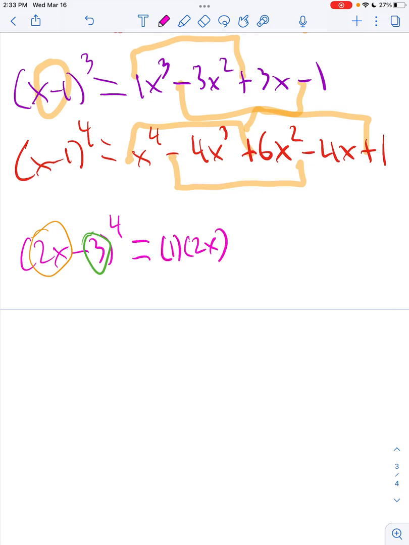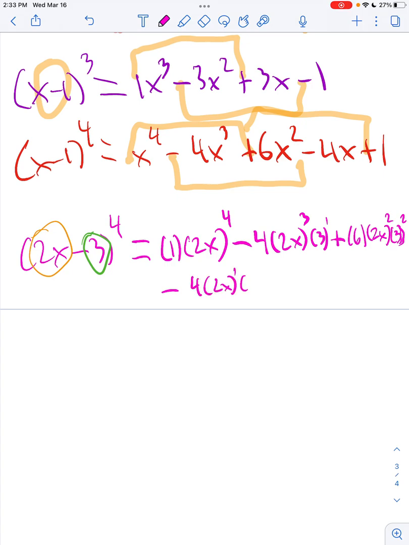So my coefficient is a 1, and then I have 2x to the fourth power, and because it's subtraction, I'm going to alternate: minus 4 times 2x to the third, and then this time I have 3, plus 6 times 2x squared times 3 to the second power. Again, you could put a 1 here. It doesn't change anything. And now we're going to subtract. I know we're running out of room. These do take up a lot of room.